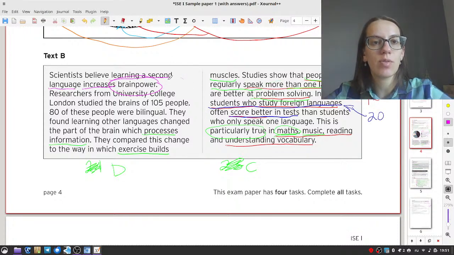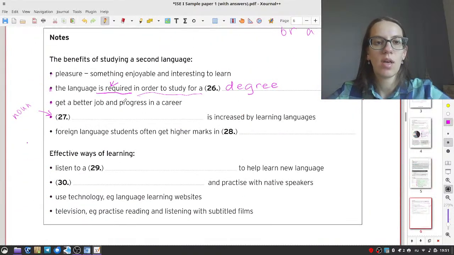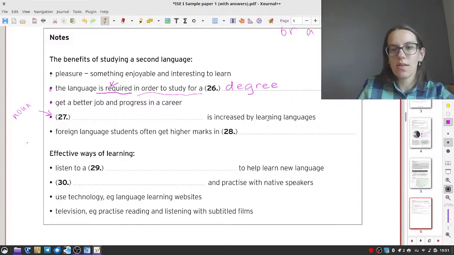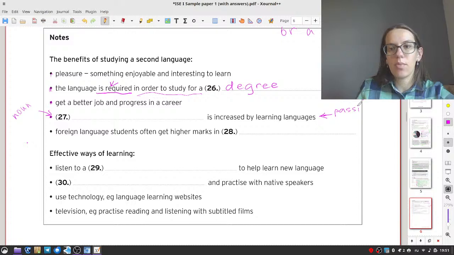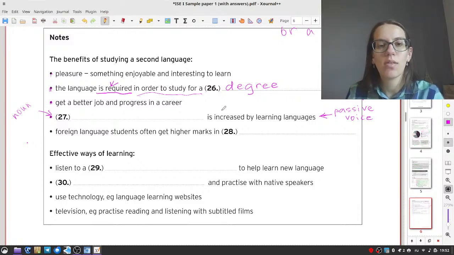So notice that here we use the active voice. Learning a language increases brain power. And in the notes, they say brain power is increased by learning languages. This is passive voice. Well, if you're not familiar with passive voice, then you should study this grammar topic because it's important to understand if you want to pass level B1 successfully.